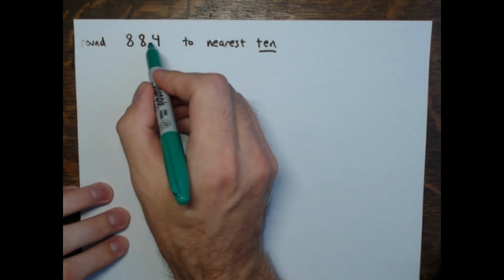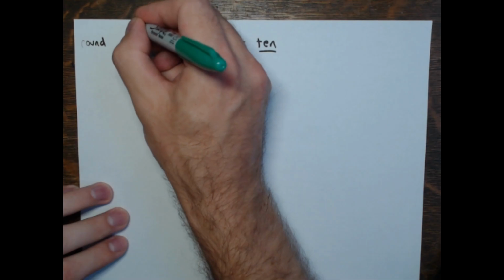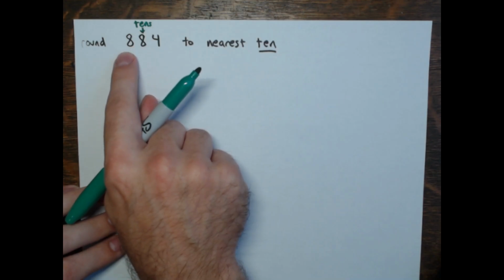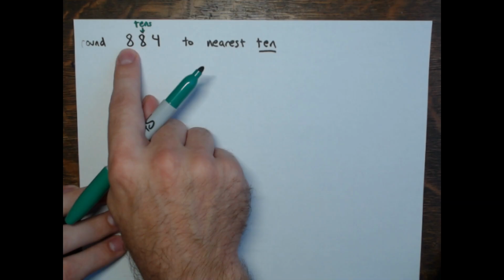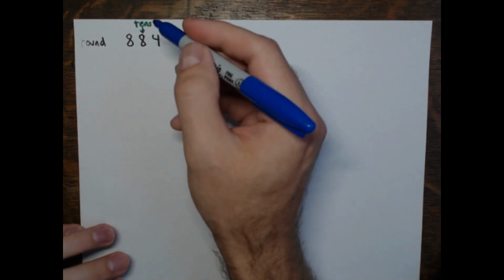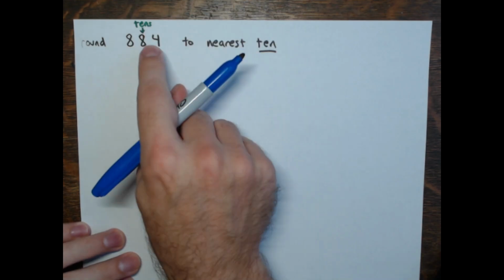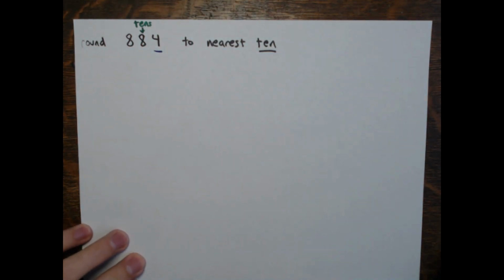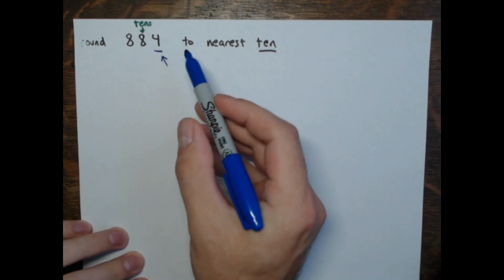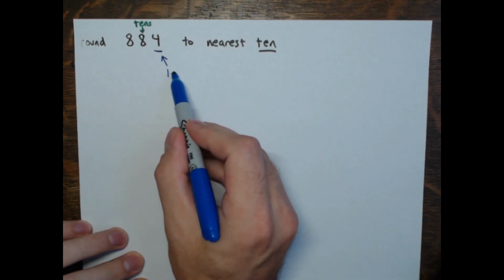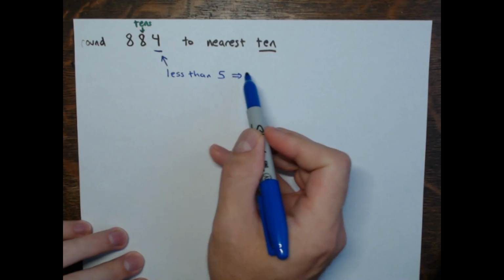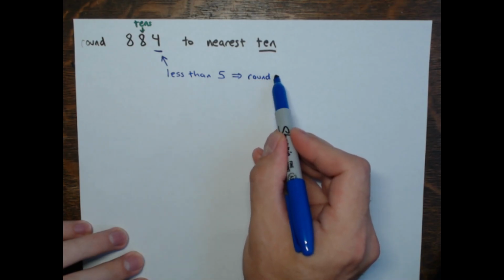So the ones digit is a 4, and then this digit here is in the tens place, this first 8 coming from the right. This 8 that I'm pointing at now is in the hundreds place. Then, just to be consistent, follow the steps we were given. I underline the digit directly to the right of that place, so the 4 in the ones place. And that is not greater than or equal to 5. That is less than 5, meaning we're going to round down.